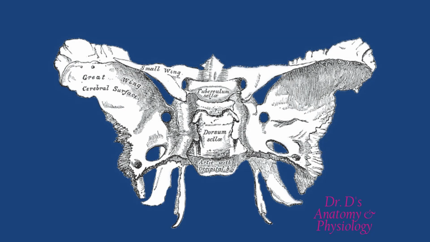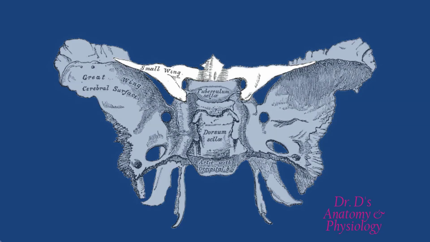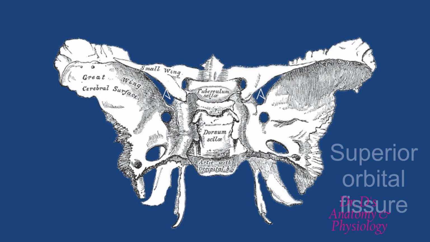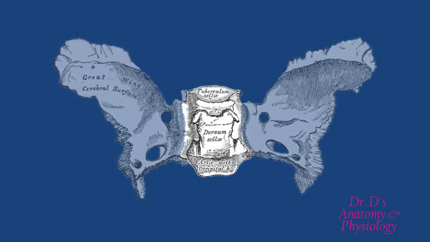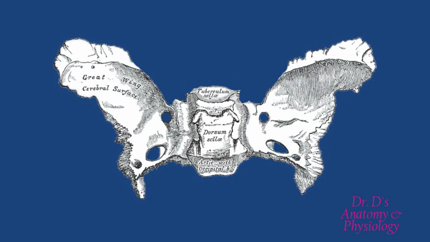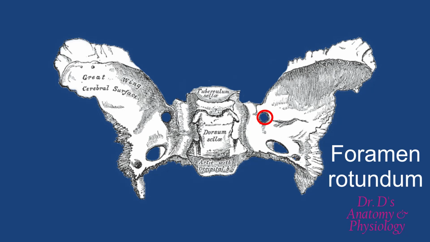Here is another view of our sphenoid bone, this time using a figure from Gray's Anatomy. And we can isolate the small wings and get a better view of them. And here we have the superior orbital fissure, which would be between the small wings and the great wings. The great wings are attached to the body of the sphenoid bone. If we look near the attachment of the wings to the body, there are three openings. The most anterior opening is called the foramen rotundum, which essentially translates into round opening.